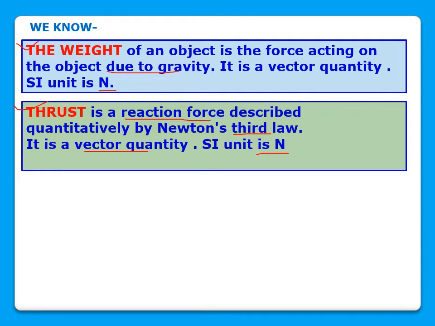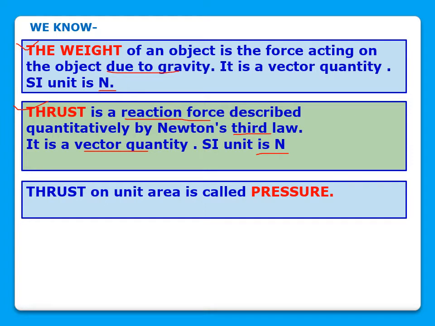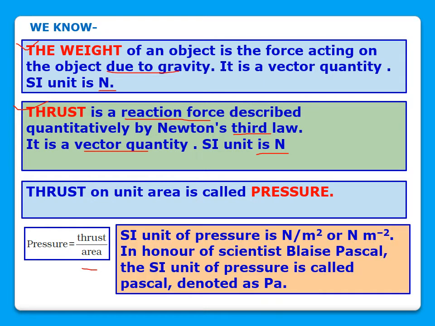Okay. Now, when thrust is applied on unit area, it is called pressure. This is the definition of pressure, and let me show you the formula to find out the pressure. Pressure is equal to thrust upon area, and the unit of pressure is Newton per meter square. Means at unit area, the amount of the thrust is called pressure. And in honor of scientist Pascal, the SI unit of pressure is called Pascal also, and that is denoted by Pa, that is Pascal.